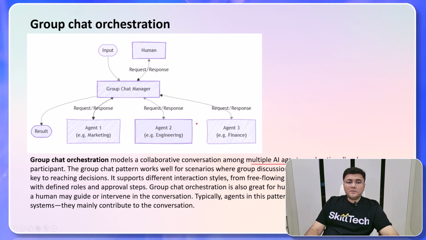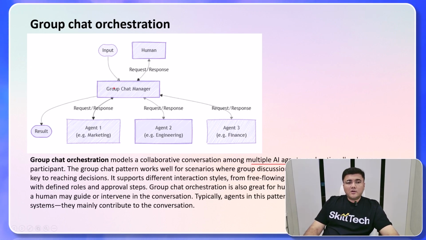So in this case, your multiple agents will be there. Like you can see here, I have agent 1, 2, and 3. Let's say the agent 1 is focusing on some marketing related work. The agent 2 is focusing on engineering related work, and the agent 3 is focusing on finance related work. Each one is dedicatedly focusing on one specific task and that specific domain.